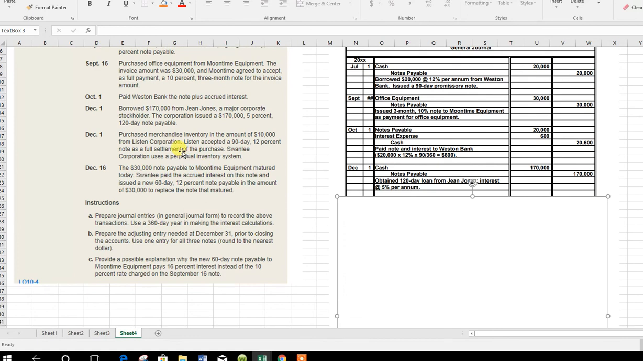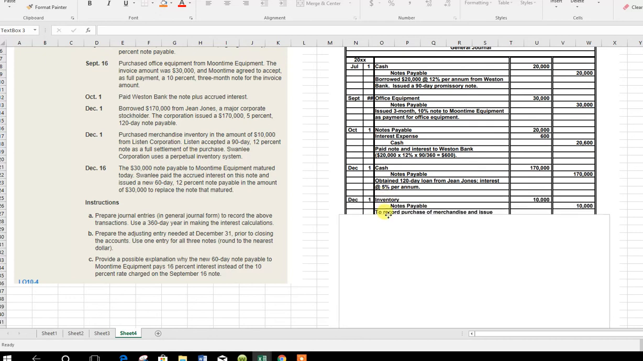Next one, I purchased inventory in the amount of $10,000 from Listing Corporation, accepted a 90-day 12% note as settlement of the purchase. So in this case, I didn't get cash, I got inventory instead of cash, and I have a notes payable. So again, I just don't always have to get cash. And this one is 90 days, 12%.